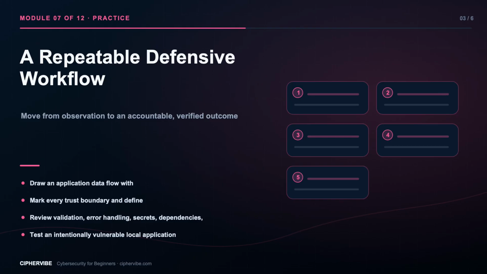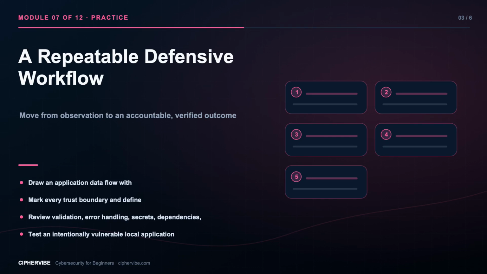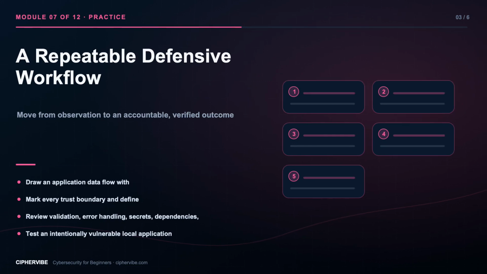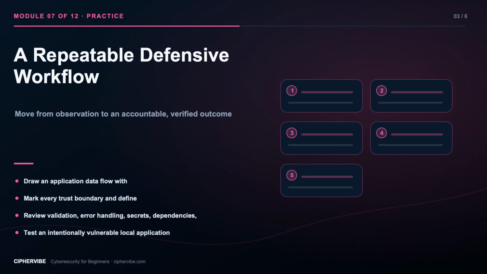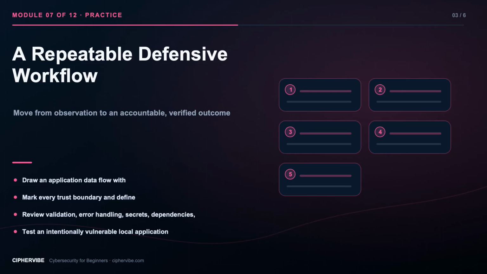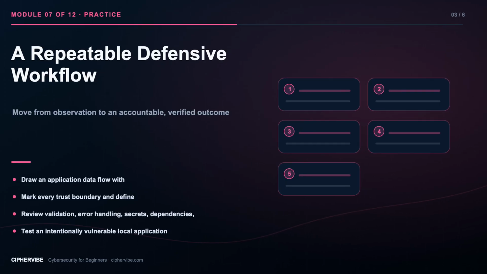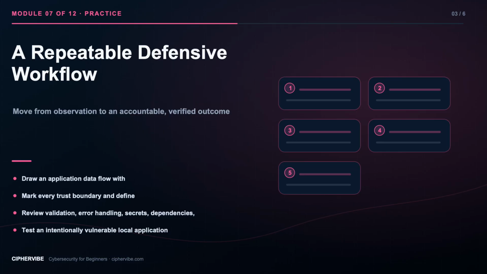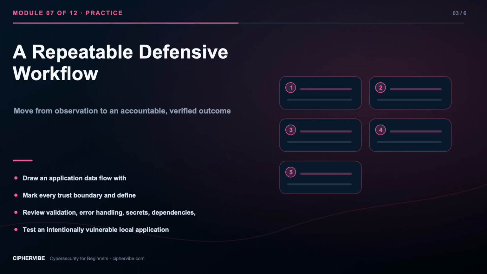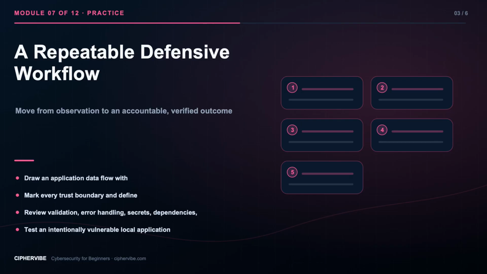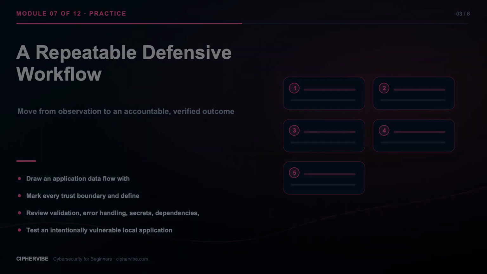Document the result in plain language: what you observed, what you concluded, what you changed, who approved it, what evidence confirms the outcome, and what uncertainty remains. This disciplined loop, observe, interpret, decide, act, verify and learn, appears in every cybersecurity specialty.